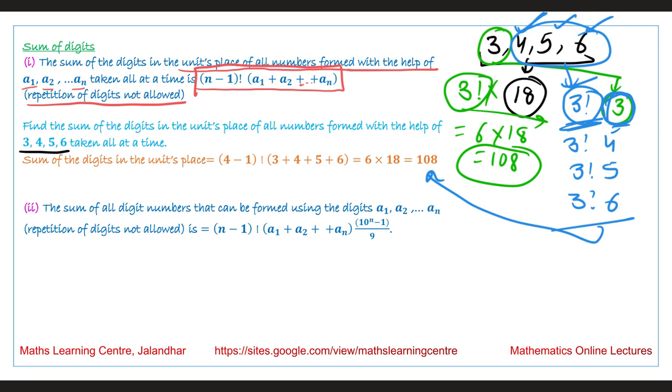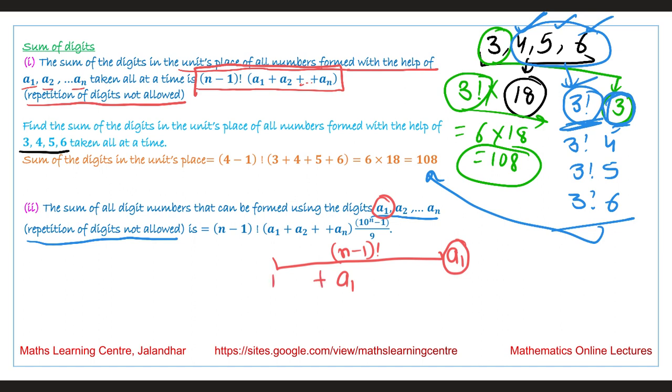Next is the sum of all numbers that can be formed using the digits A1, A2, A3, up to An. Repetition of digits is not allowed. In this case, first we talk about the numbers which end with A1. How many options are left over here? It is (n minus 1) factorial ways. So the number that will be formed, ending with A1, is A1 plus 10 times A2, plus 10 squared times A3, plus 10 cubed times A4, and so on up to 10 raised to the power n minus 1 times An.